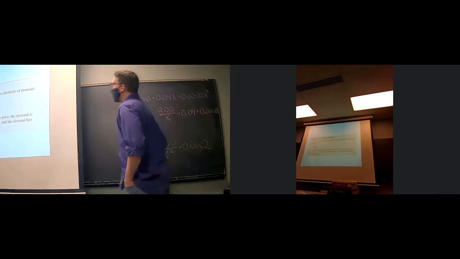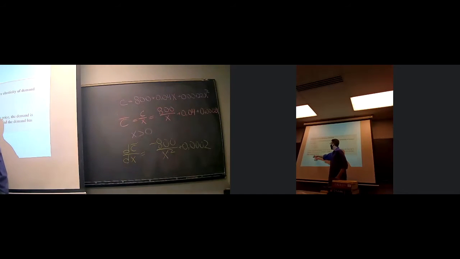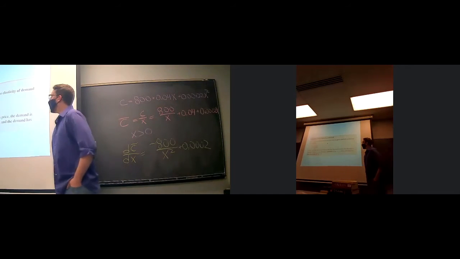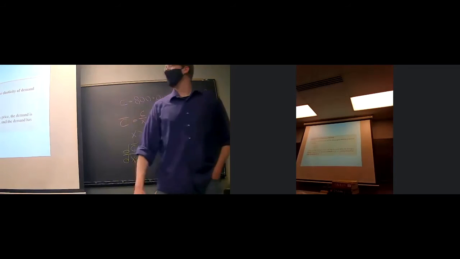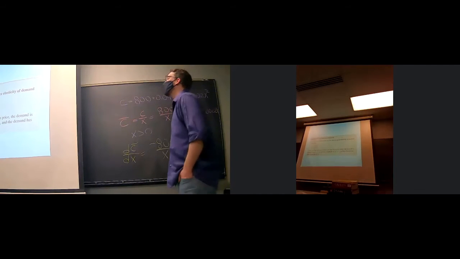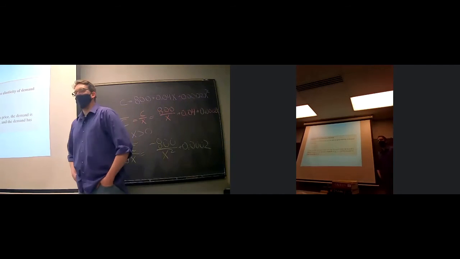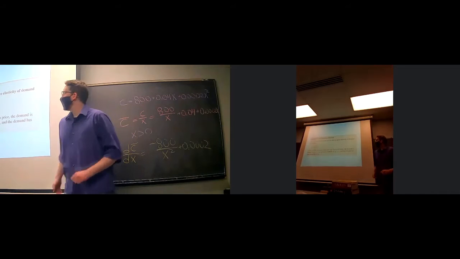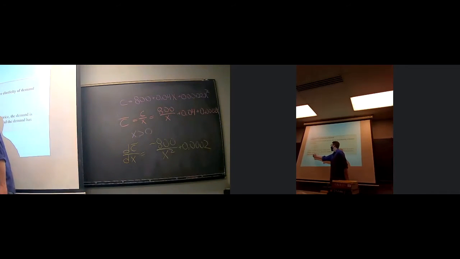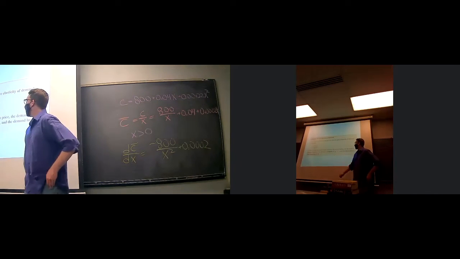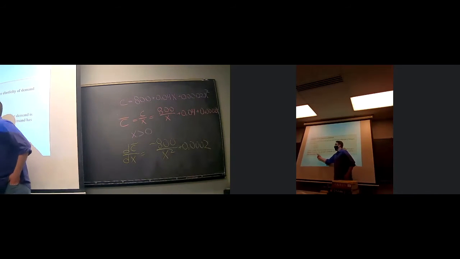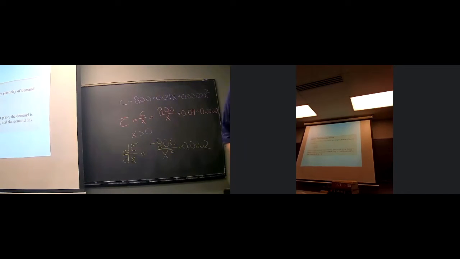We say that the demand is elastic if eta is greater than 1. It's inelastic if it's less than 1. And it has unit elasticity if the absolute value is equal to 1. I'm sorry, I should have said the absolute value of eta is greater than 1, the absolute value of eta is less than 1, and the absolute value of eta is equal to 1. Is everybody cool with this?